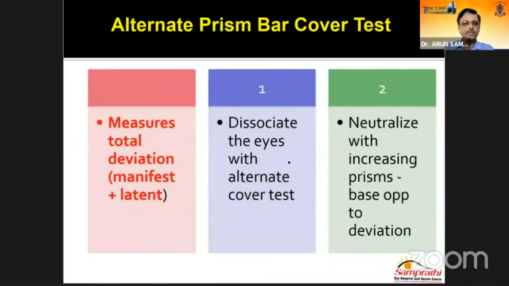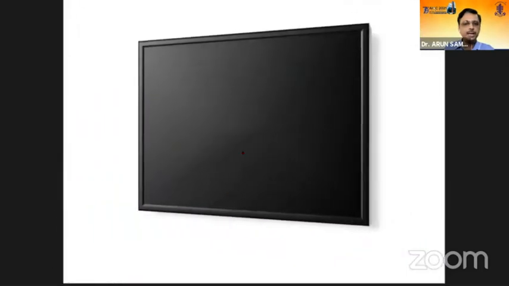Next is the alternate prism bar cover test. This is actually the very important one because it measures the total deviation. So here we dissociate the two eyes and then movement.